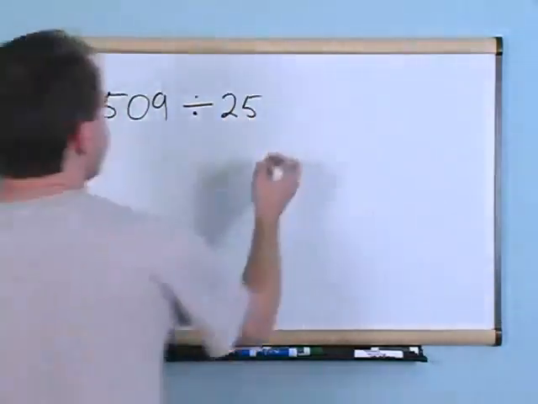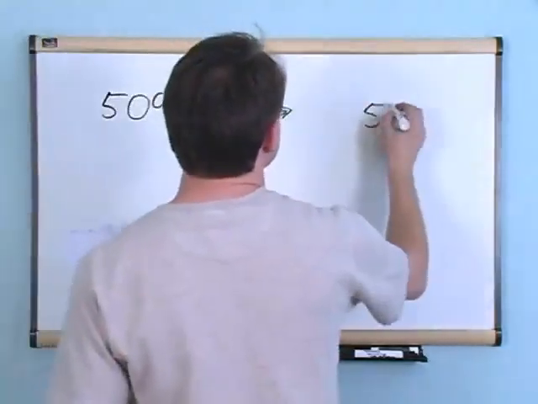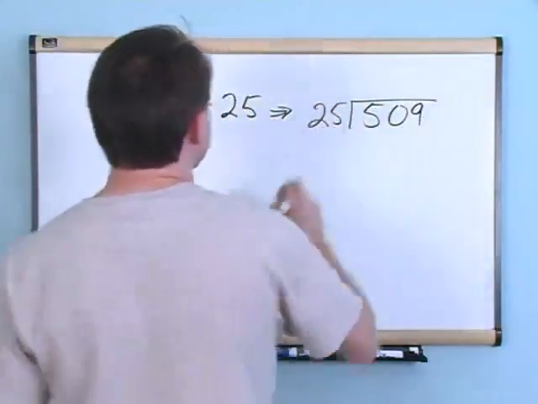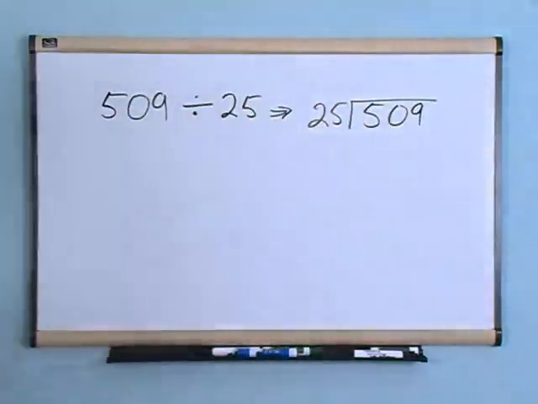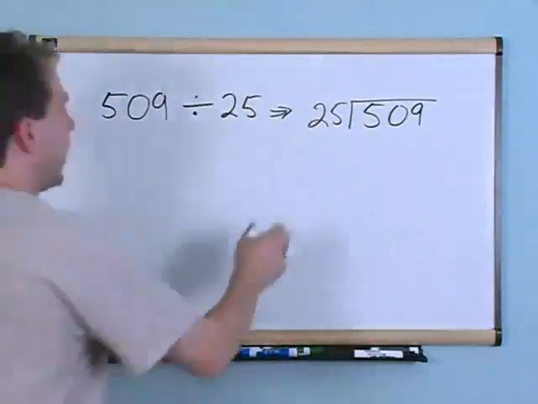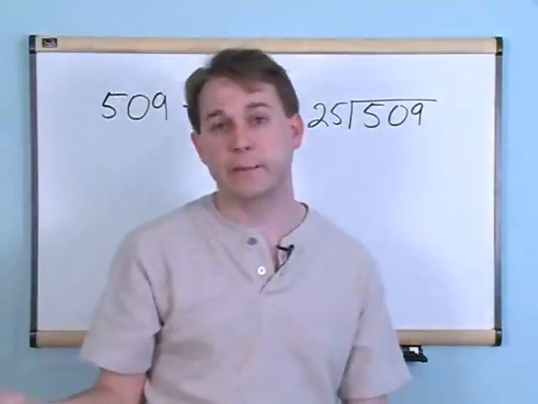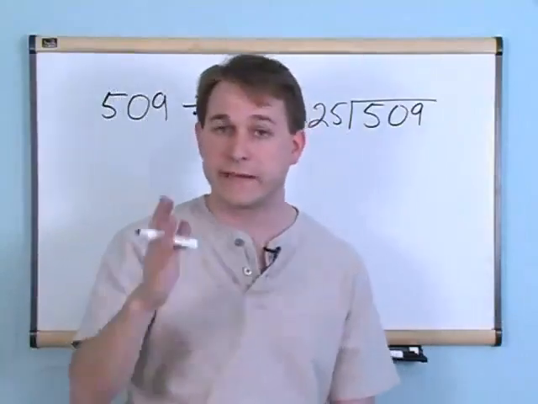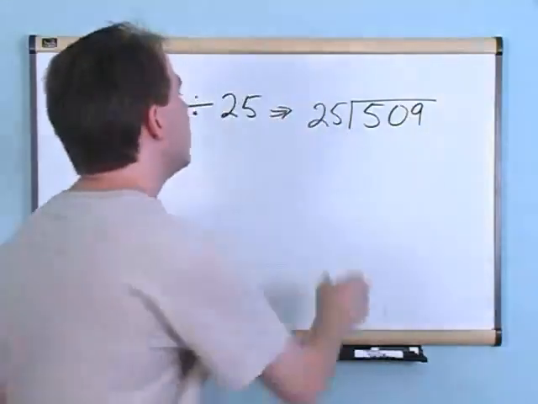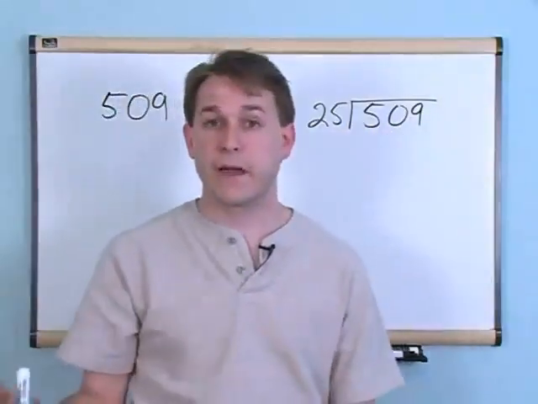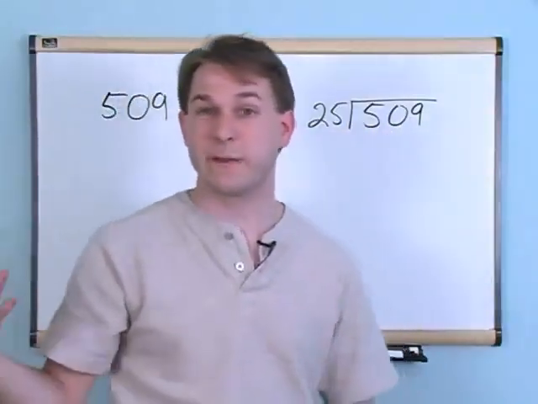How would you do that? Well, first thing you're going to do is take 509, put it under the house, and put 25 outside the house. Okay? Now, can 25 be divided into 5? No, it can't because 5 is too small. You have to be dividing into a bigger number, okay? Can 25 be divided into 50? Sure it can. 25 times what would be 50? 25 times 2.